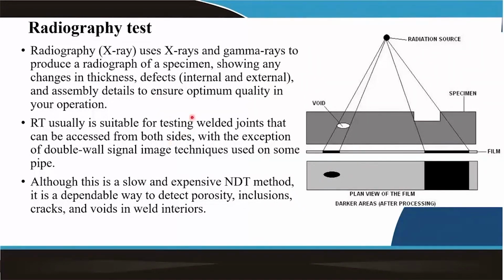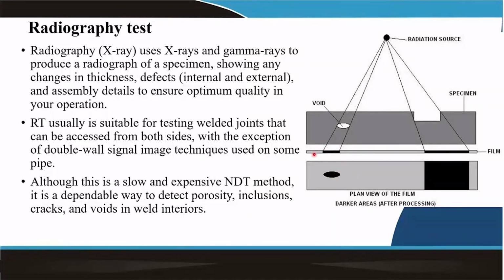volume defects. Here X-ray or gamma ray is used to produce a radiograph of a specimen and show any thickness changes. If there are any voids or defects deep inside the material, they can be easily determined from the signal of the X-ray or gamma ray, because if voids are there, naturally it cannot penetrate. So if you see the radiographic image, you will see that voids are directly visible.